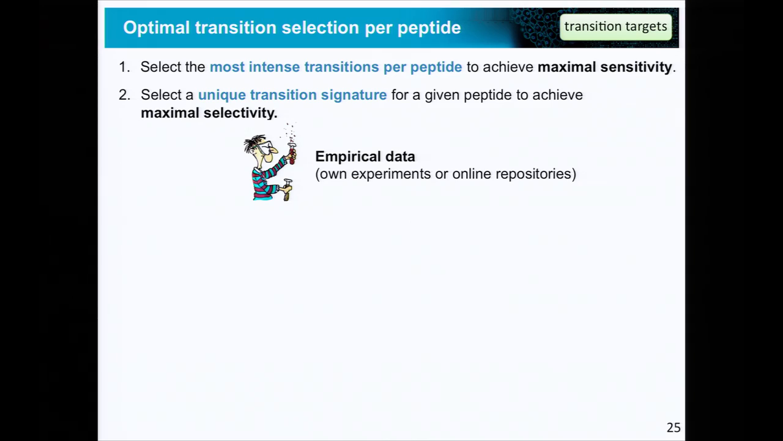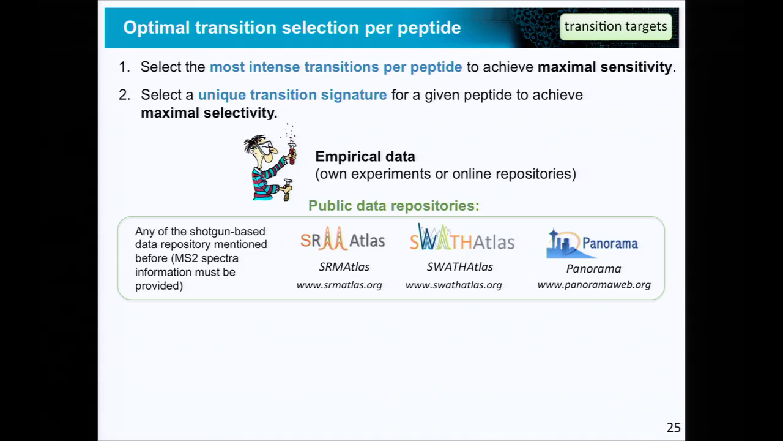And the way people select it is again the same. Ideally, you use empirical data. So in order to select the most intense transitions, what you need to have is an MS2 spectrum from an experiment where the MS2 spectrum has been identified as your target peptide, and from this MS2 spectrum you can then select the most intense transitions. So you can use any of the repositories that I just showed you on the peptide slide before. If MS2 spectra information is available, you can select those most intense transitions.